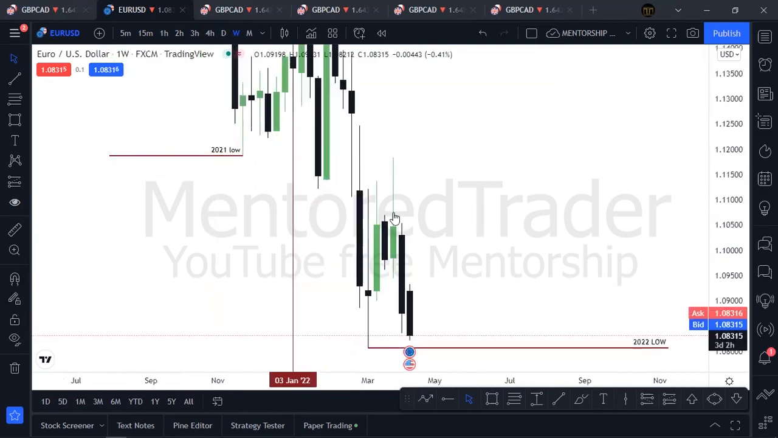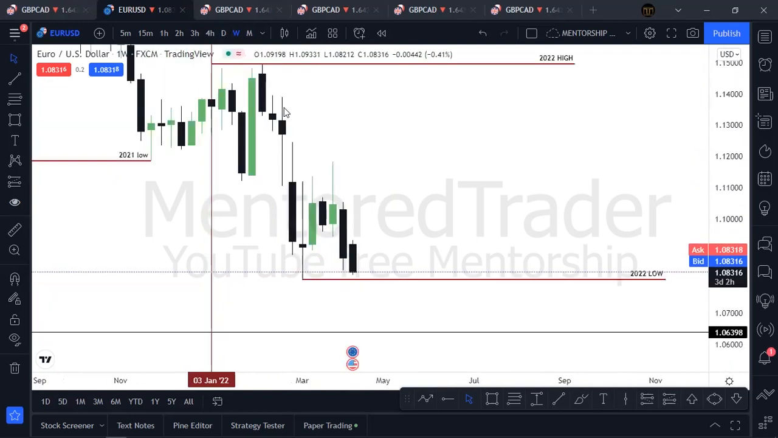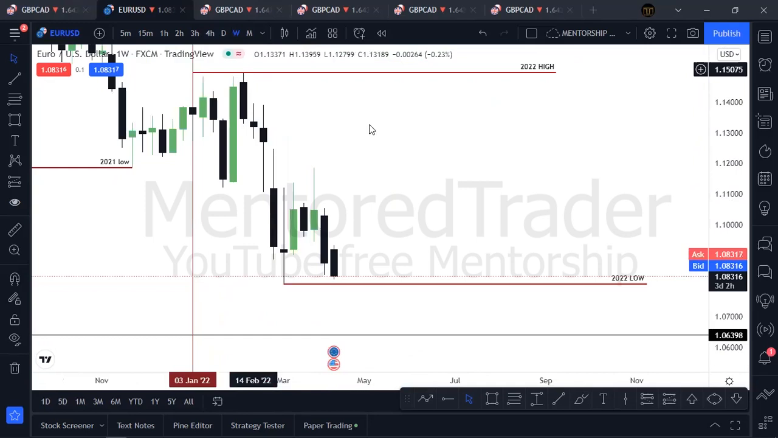I think you can see that is the longest week so far, and this is the highest week so far in 2022. On the daily chart, we look for a weekly high and low as well.